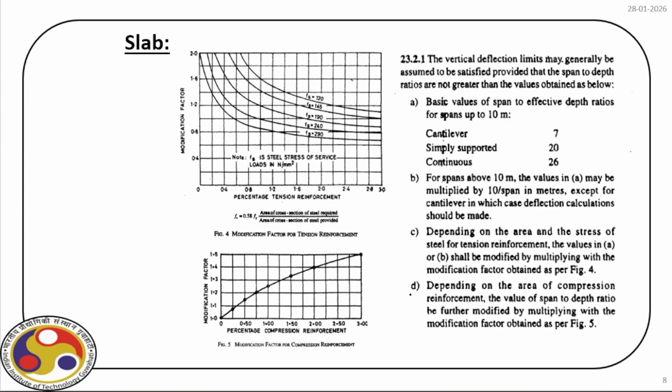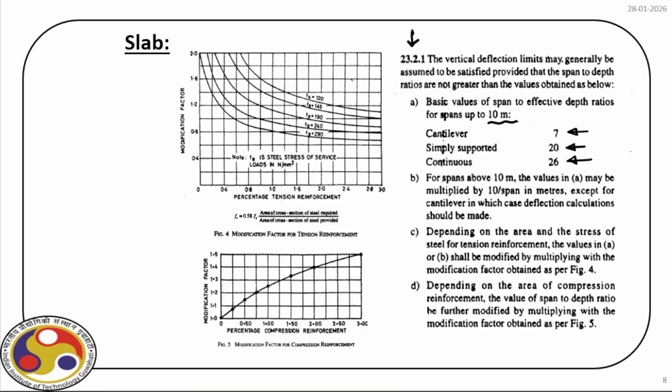Now, before we go into the details of that, I'll particularly draw your attention to this clause 23.2.1, where the vertical deflection limit, as it says, may generally be assumed to be satisfied provided that the span to depth ratios are not greater than the values obtained as below. So the first condition says the basic value of span to effective depth ratio for spans up to 10 meter is given here. So if it is a cantilever case, the value is 7, simply supported value is 20, and continuous value is 26.